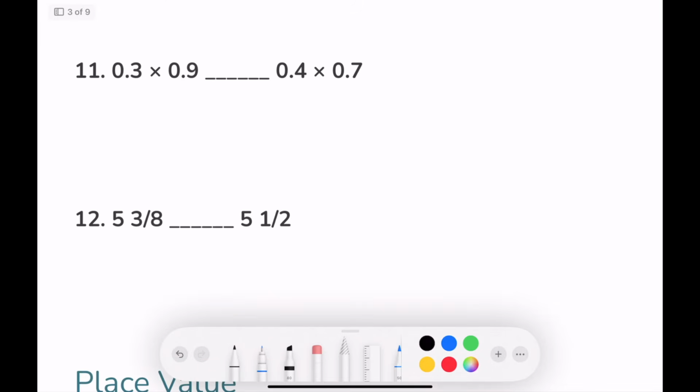Let's take a look. We have decimals, multiplying decimals. It's no problem, though. We've got this.